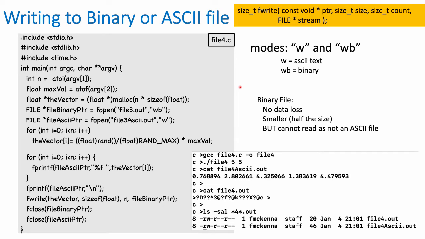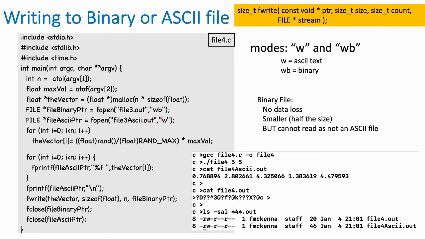So now we have an example where we're going to write to a binary file. We're using fwrite, so here we can output a large chunk of data at one time. Here is where I'm invoking the fwrite. To use it, I have to open a file with "wb", which means I'm going to write a binary file.